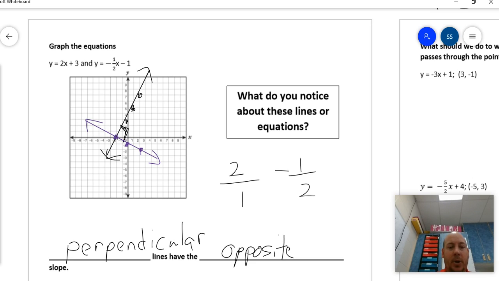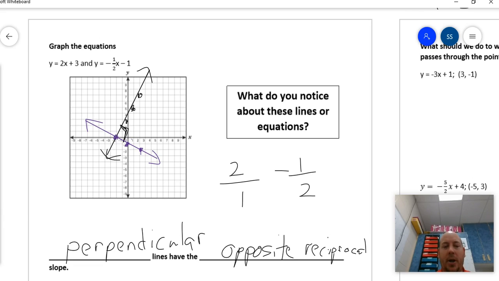My black line is really steep. It's got more rise compared to run, up 2 over 1. To get it perpendicular, it has to be flipped. I can't have the other one also be steep. It has to be less steep. So for every 1 I move vertically, I move 2 horizontally. So we call those reciprocals. So it's the opposite reciprocal.